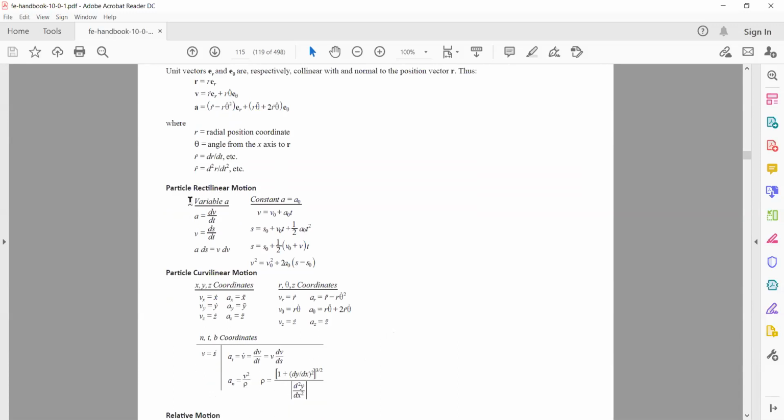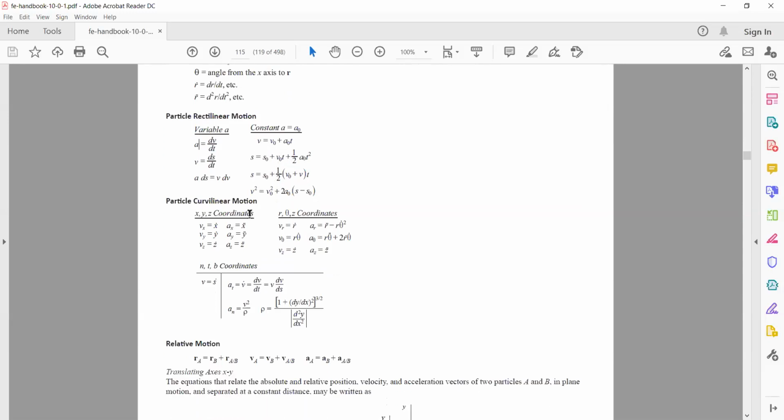We have particle rectilinear motion, variable A. If your acceleration is not constant, you can use these equations. But if it is, you can use these ones, which don't involve taking a derivative. Like, imagine if you had an equation for V, and you wanted to find the acceleration, you could take the derivative to get it. Otherwise, if it's constant, you can use these equations to get what you need.